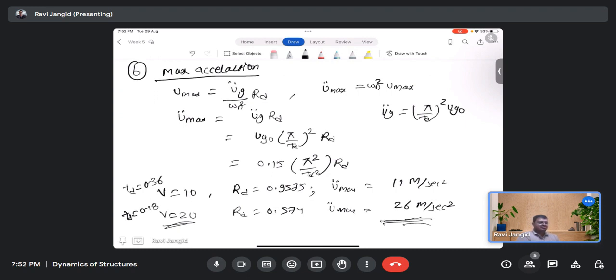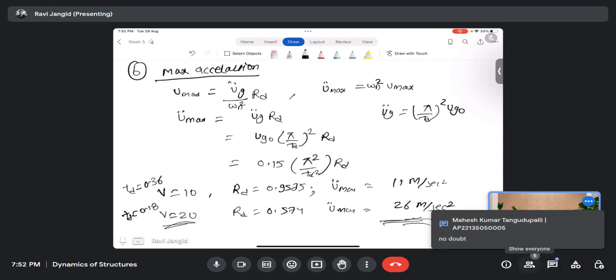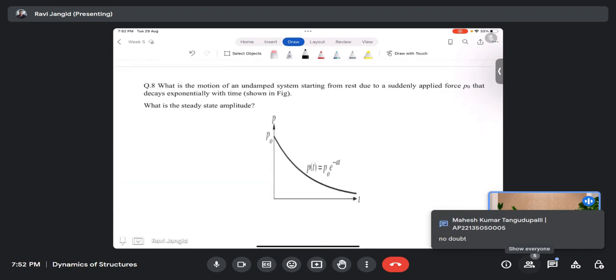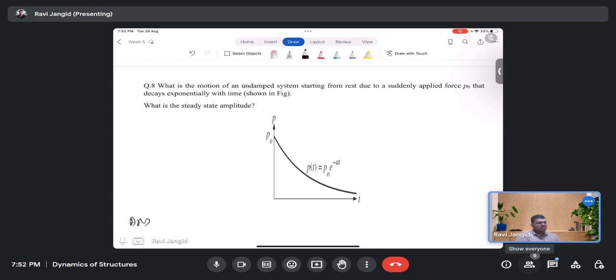Anyone? If not, then we have another kind of pulse. I will give you the answer directly. You can solve it. So in this, the pulse is given the response. The pulse function p(t) is given as p naught e raised to power minus a t.